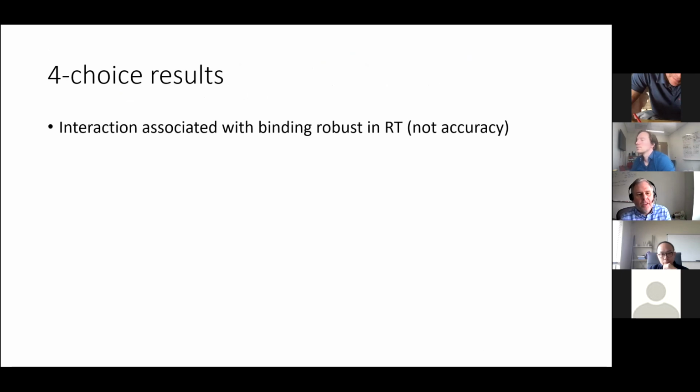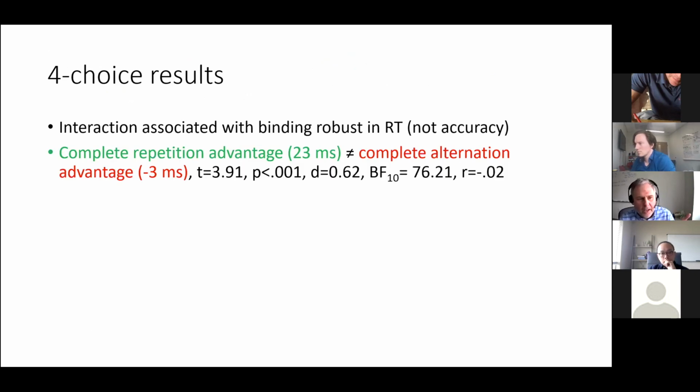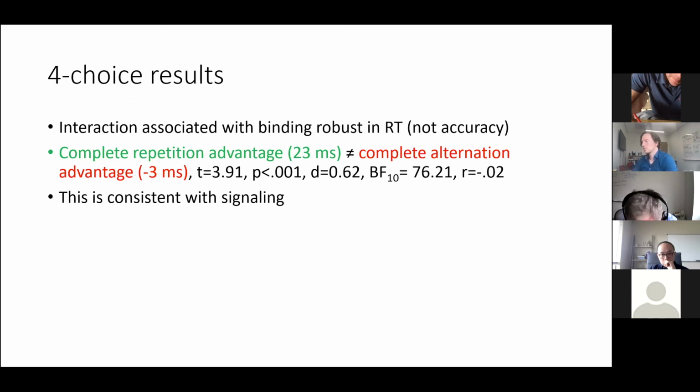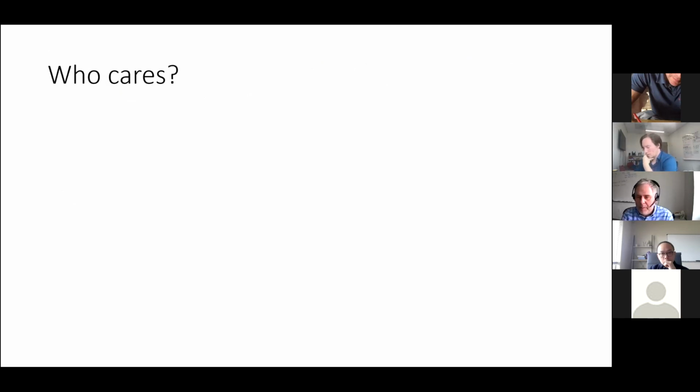Okay, so we see that the interaction associated with binding is robust in RT, but this complete repetition advantage stays unchanged. Complete alternation advantage goes away. This is consistent with signaling, not binding. So it seems like maybe binding isn't happening.